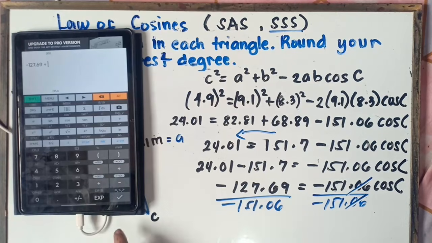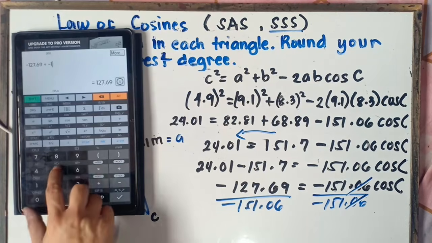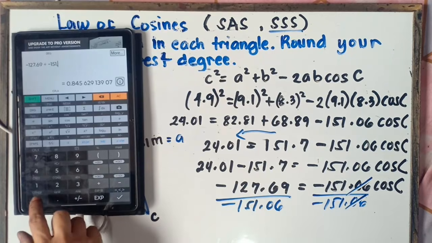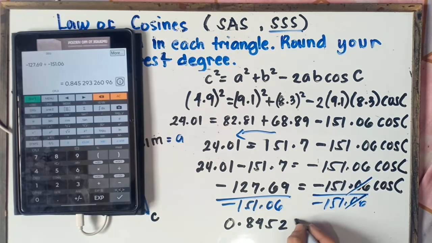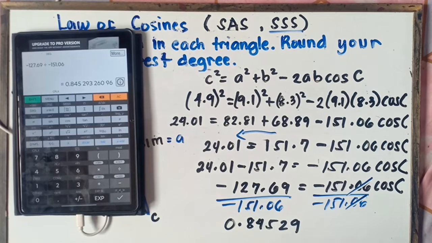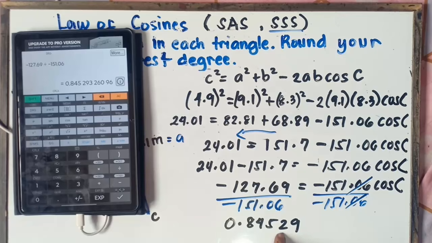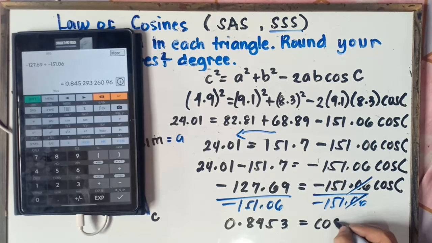So simply use your calculator. 127.69 divided by negative 151.06, and then you will have 0.84529. So once again, class, since this is not yet our final answer, we need to have at least 4 decimals. After 2, that would be 9, so this will be 0.8453. So 0.8453 equals cosine C.